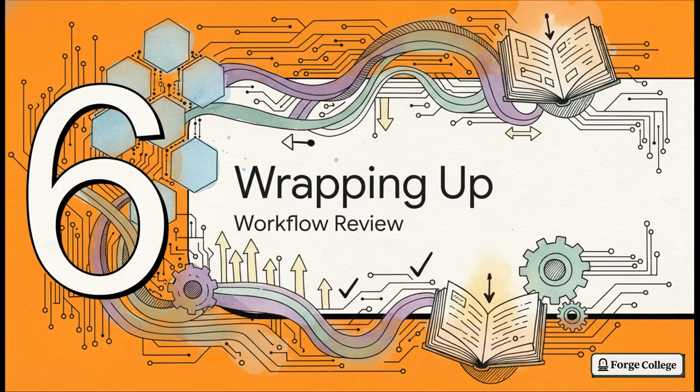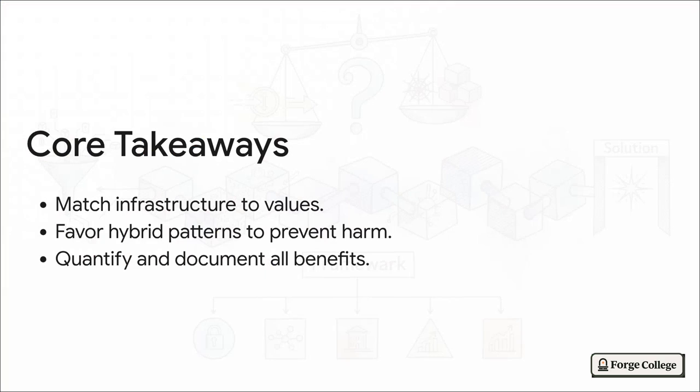Finally, Section 6. Wrapping up. Let's do a quick workflow review. We have covered a ton of ground today, transforming philosophical intent into responsible, rock-solid technical decisions. So let's quickly recap. First, always match your infrastructure to your values. Remember that archive versus filing cabinet mental check.